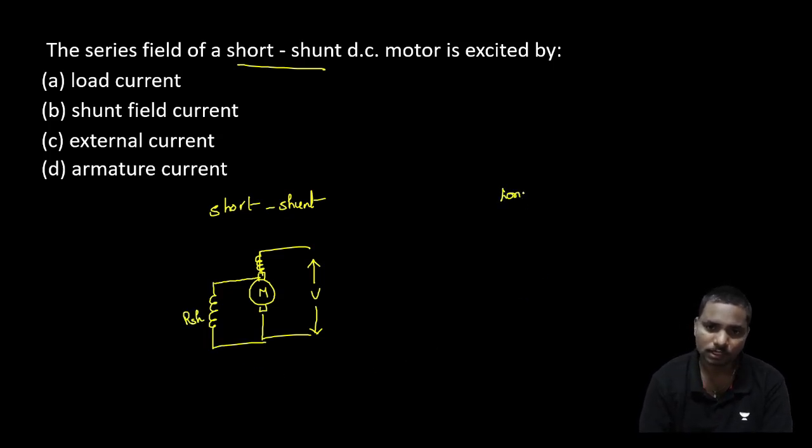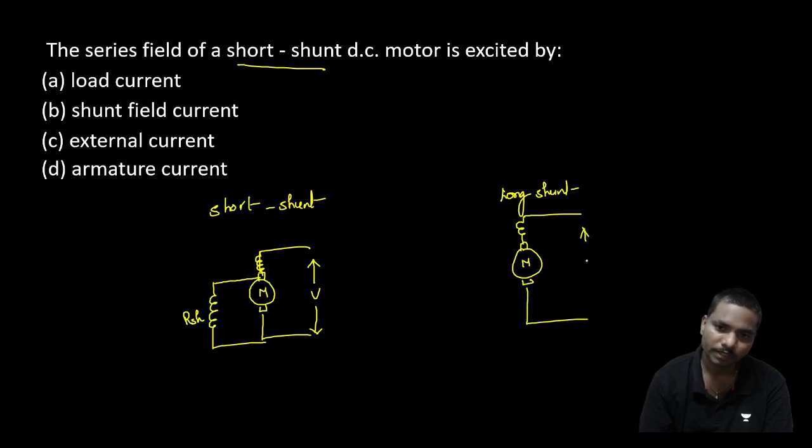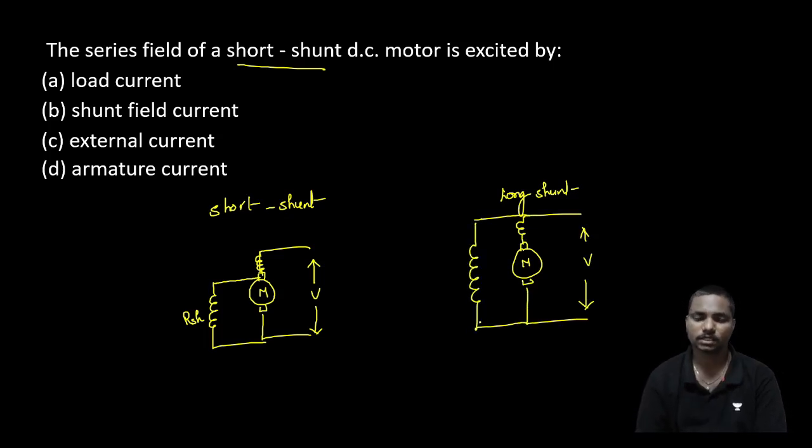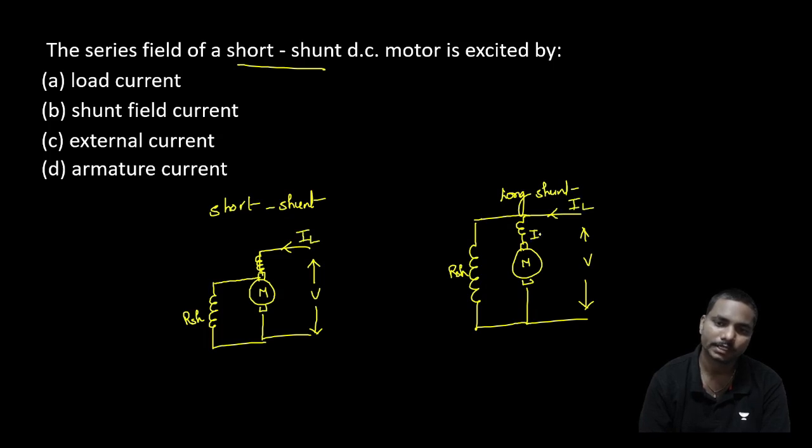In the case of a long shunt, the same thing, here we have the series field winding and we have given the supply. If the shunt field winding is connected across the total armature together with the series winding, then we can say that is a long shunt. So here we are connecting the shunt as long, and here as short.